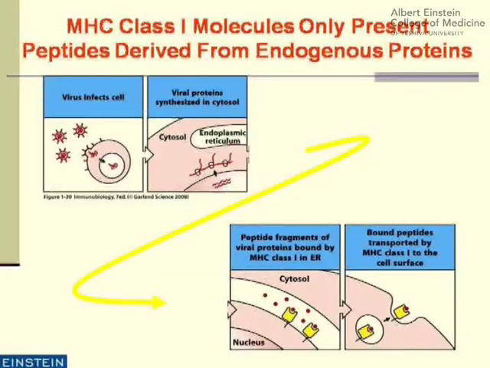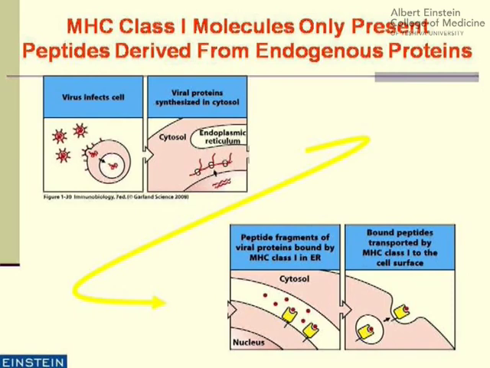So then, class 1 MHC molecules only present peptides derived from endogenous proteins, proteins coming from inside the cell. The cell gets infected by virus. Through the endoplasmic reticulum, viral proteins are being made. Now these proteins get digested into peptides and get incorporated into MHC class 1 molecules, presented on the surface. A CD8 T cell sees it, recognizes a foreign antigen, and kills the cell.